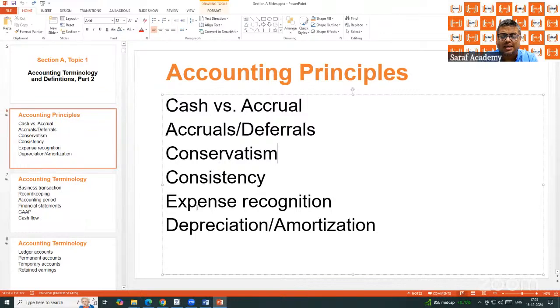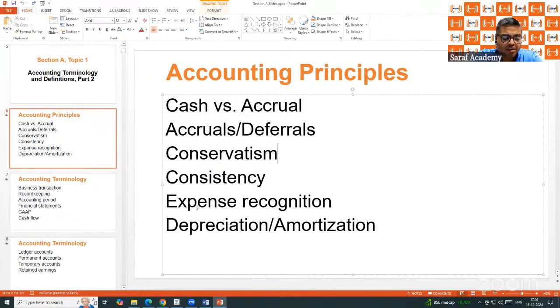While recording the expenses and the liability, we are very fast. But while recording income and assets, we are very conservative. Normally, the accounts are prepared based on the conservative principle.